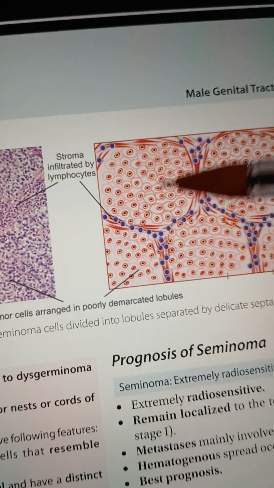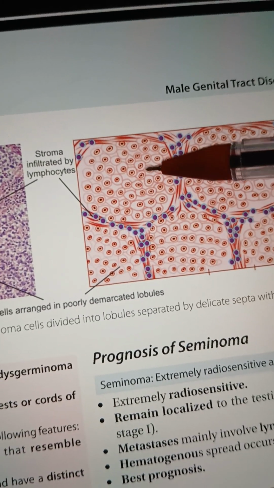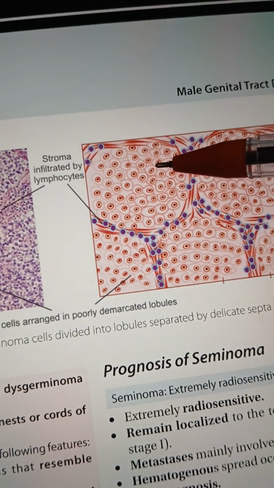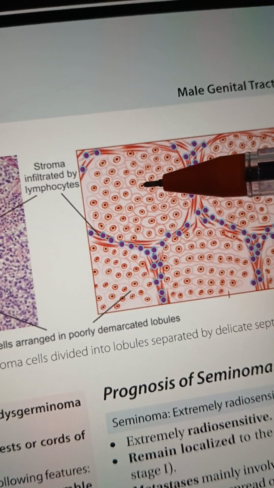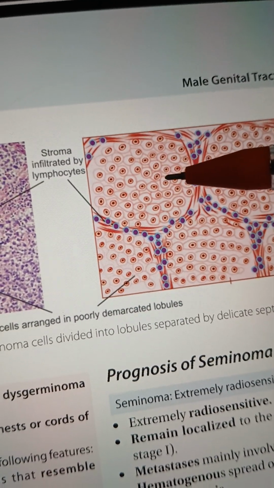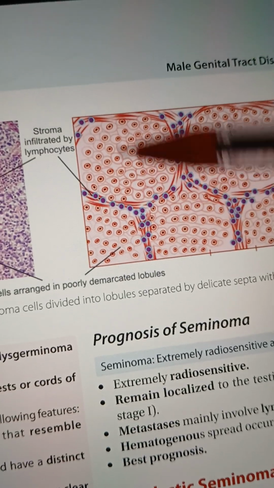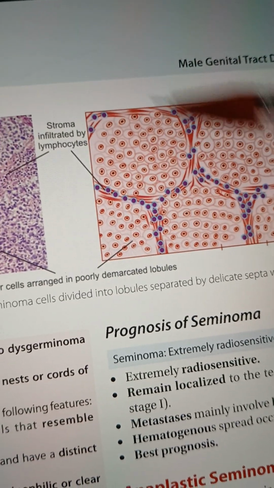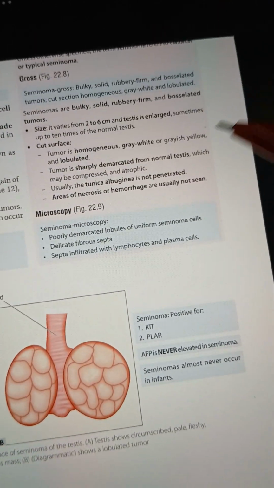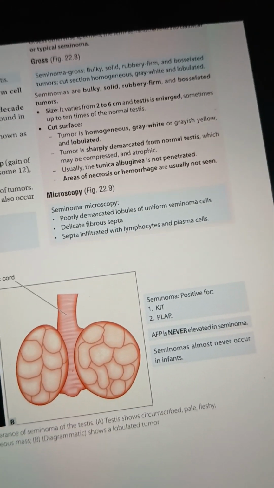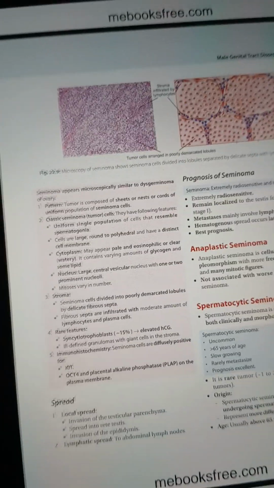Now talking about the cells, cells are round to polyhedral with pale eosinophilic cytoplasm with a watery texture, which contains glycogen and lipid. The nucleus is central with one or two prominent nucleoli, and mitotic figures may vary in number. That's about the cells and the lobules as discussed. Grossly, the tumor is homogeneous, gray white, with areas of necrosis, and thin fibrous septa are present.